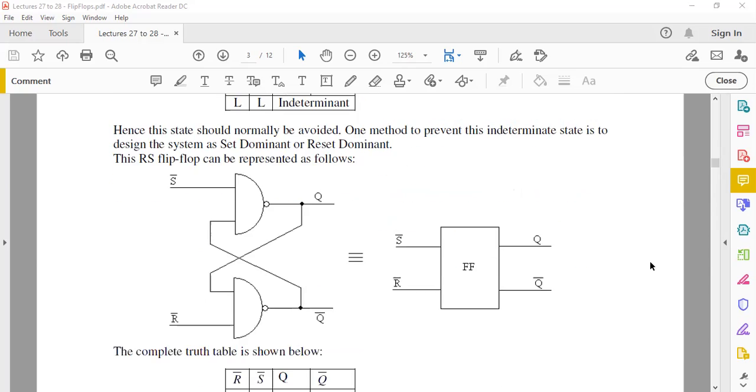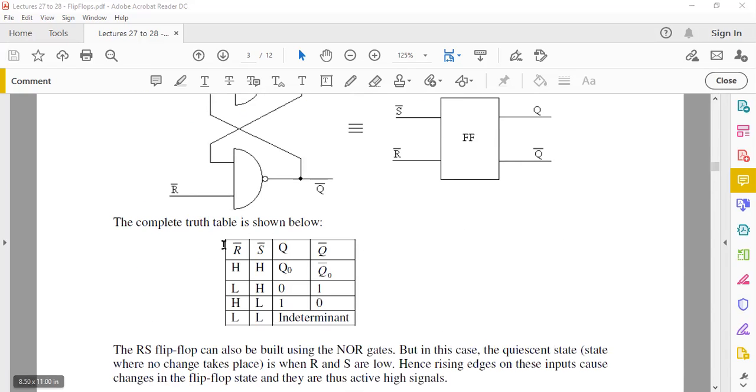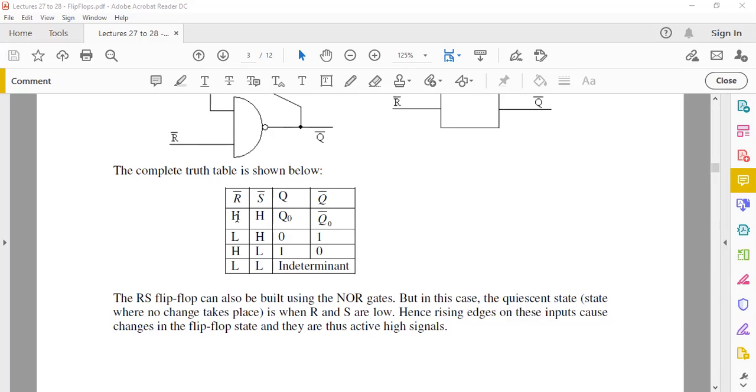Okay. So let's just conclude. This is a full truth table of the flip-flop we just studied using a NAND gate. We found that when both the inputs are high, it maintains the previous state, that's fine. When R bar is low, Q is low, so it's resetting it. When S bar is low, it's setting your Q high. And when both your R bar and your S bar are low, it is called an indeterminate state. We don't typically use that.